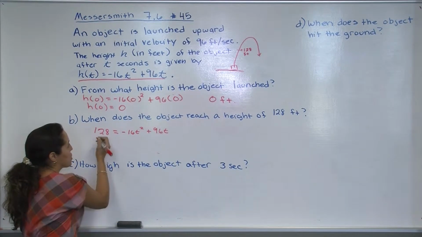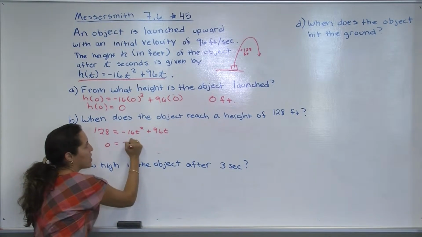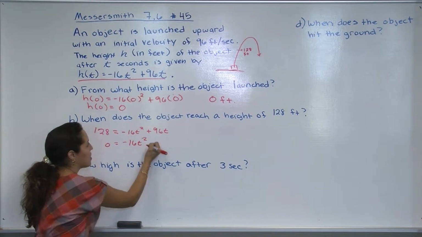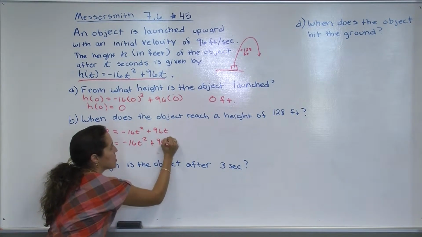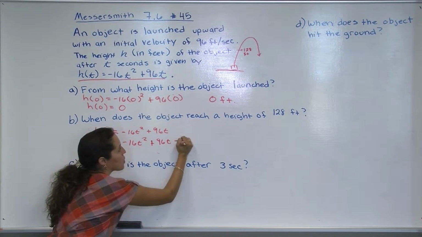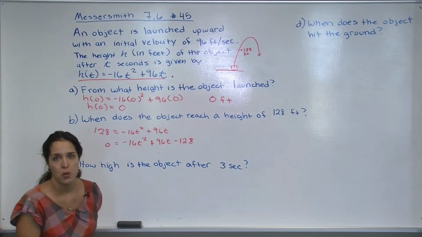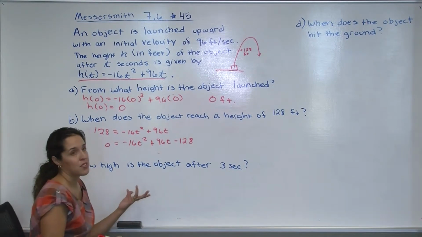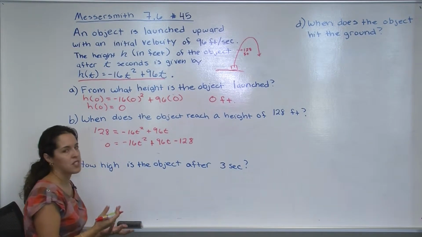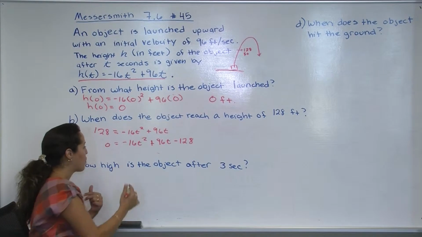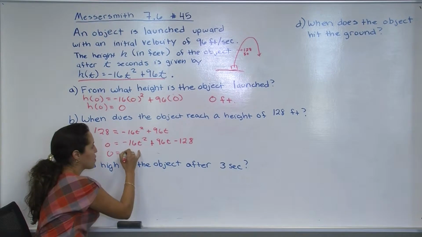So when I subtract 128 from the left-hand side of the equal sign, I'll just end up with 0. And when I subtract it from the right-hand side, you'll see I'll have negative 16t squared plus 96t minus 128. And now we need to factor this trinomial. And the first step in factoring any polynomial is to see if there's a greatest common factor, also known as the GCF. And this one does have one, and it happens to be negative 16. So we're going to factor out negative 16 from this trinomial.